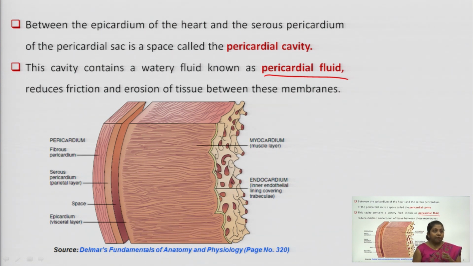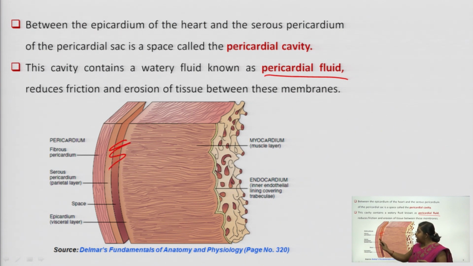Fine. This pericardial cavity is present in between the epicardium and the serous pericardium. So what is this pericardial fluid providing? This pericardial fluid is reducing the friction and erosion between the tissues of these membranes.